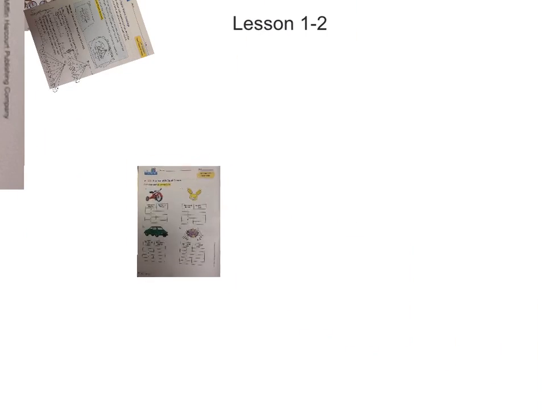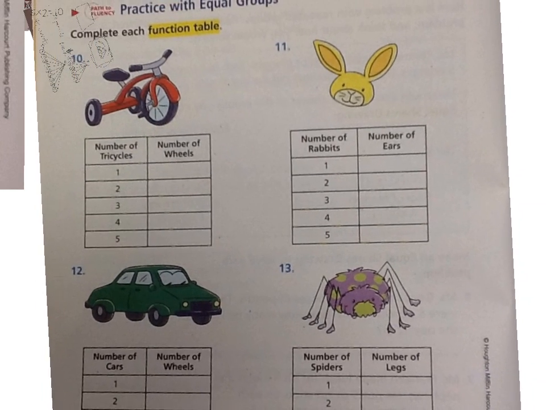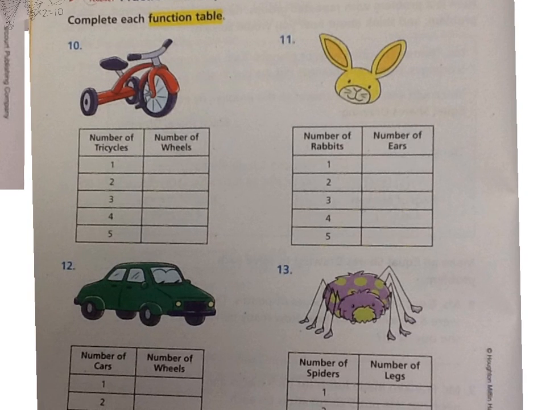All right, so let's take a look at the next page. I don't know if I'm going to work on it with you. You can do this on your own. It says complete the function table. And that's a function table underneath each of these pictures. What it's telling you is the number of tricycles has how many wheels. Well, 1 tricycle would have 3 wheels. So 2 would have to have 6. 3 would have to have 9. 4 would have to have 12. And 5 would have to have 15. Because you're multiplying each of these by 3. And you don't need to write that in there. You know that as a function table, that's what it would be.